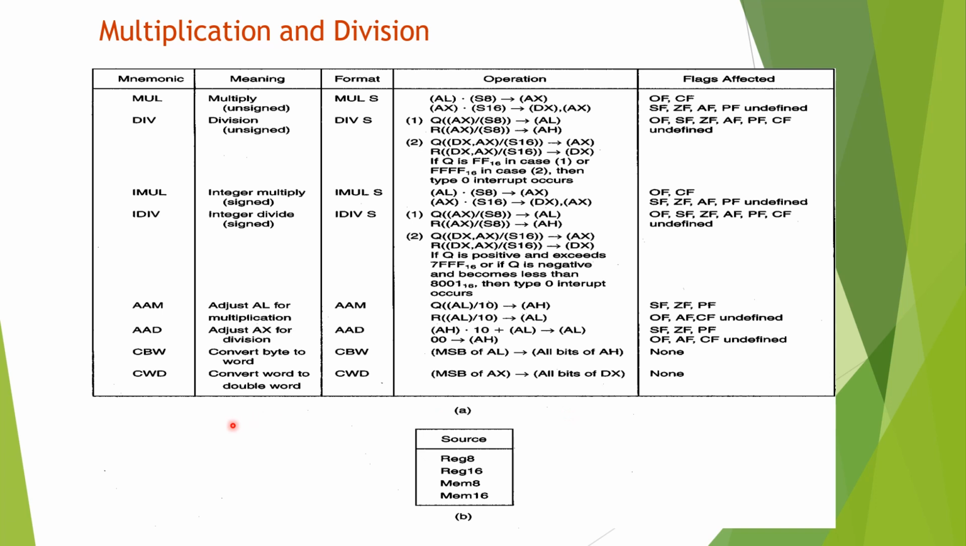And similarly for double word, the MSB of the AX register, either it could be 1 or 0, is copied to all the bits of DX, so that we are creating the double word. None of the flags get affected upon executing these two instructions.